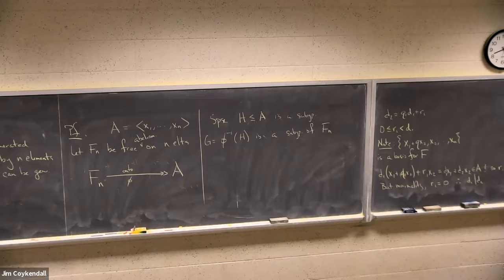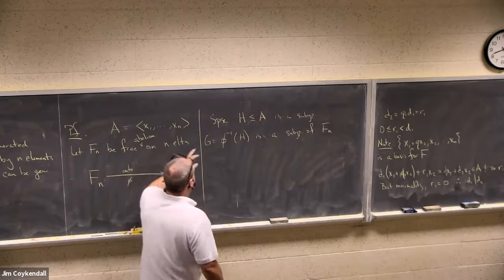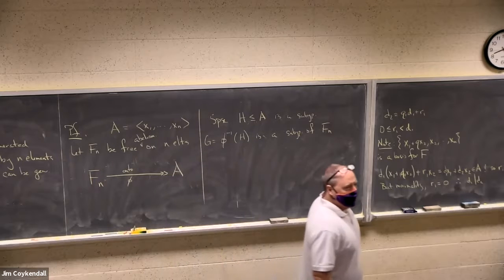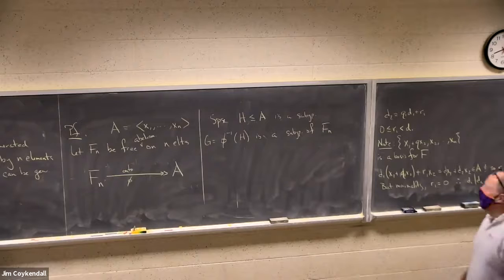So this is the pre-image. By phi inverse, of course, phi is not necessarily an invertible map. What I do mean is, this is the set of all the elements in Fn that go into H, the subgroup of A. Notice that if a is in the pre-image and b is in the pre-image, that means both a and b go into H. And so a plus b has to go into H because phi is a homomorphism. This is a subgroup.